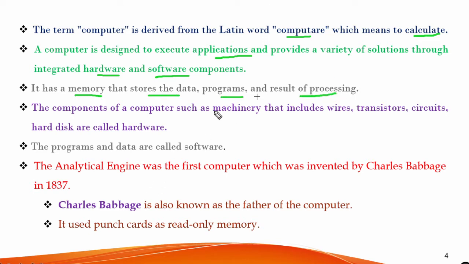processing. The components related to the computer, that is the machinery, which includes wires, transistors and circuits, are called the hardware, and the hard disk is also included in the hardware. The programs and the data are called the software.